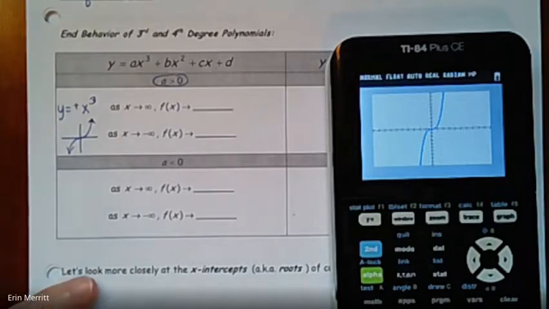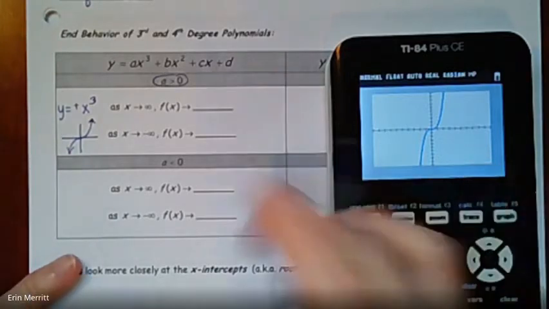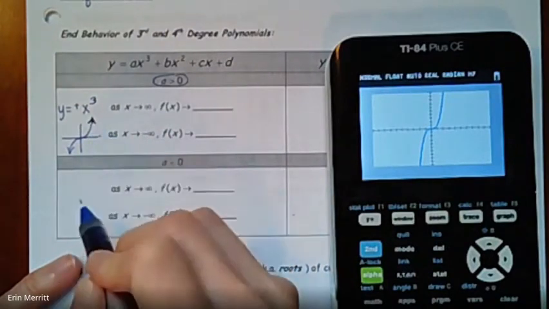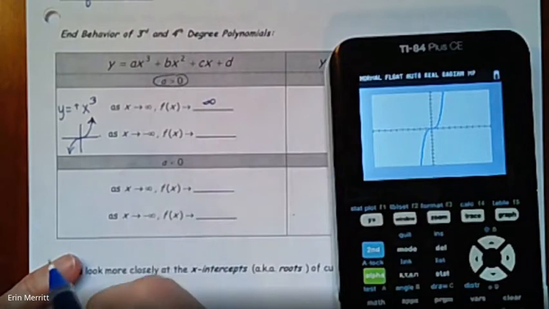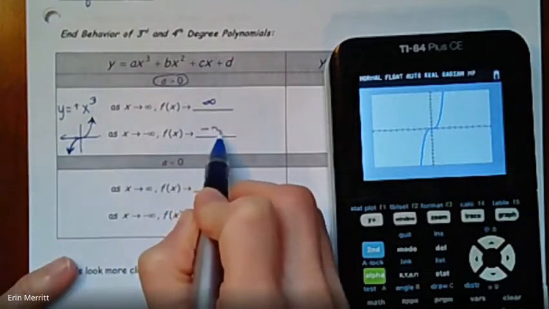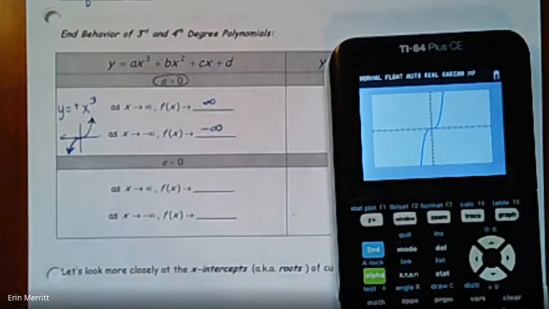All right. So when x is heading to infinity, so as we go to the right, look at where y is going. It's going on up to infinity. As x is heading to negative infinity, so as you go to the left, where's y going? Well, y is heading down to negative infinity. So that's what's happening with the tails of the function.